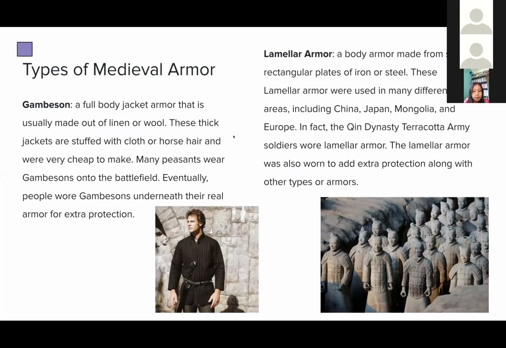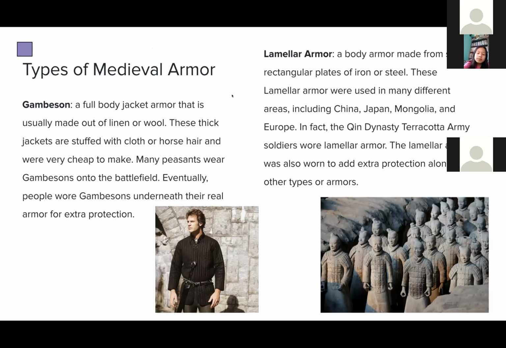All right, so types of medieval armor. There's a lot of types actually. So we have the gambeson, which is basically a full body jacket armor that is usually made of linen or wool. These thick jackets are stuffed with cloth or horsehair and were very cheap to make. And so many peasants, because they were cheap, wore gambesons onto the battlefield. But eventually, people wore gambesons underneath their real armor, which is made of iron or other metals, for extra protection.